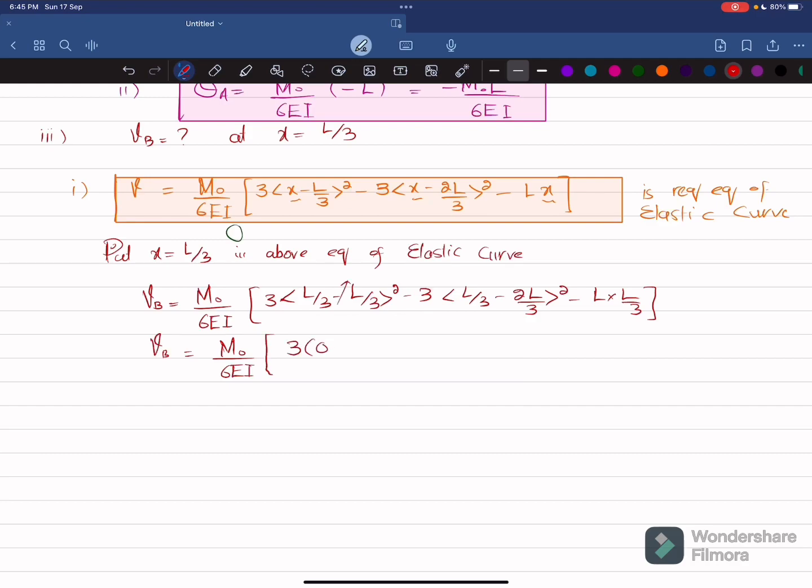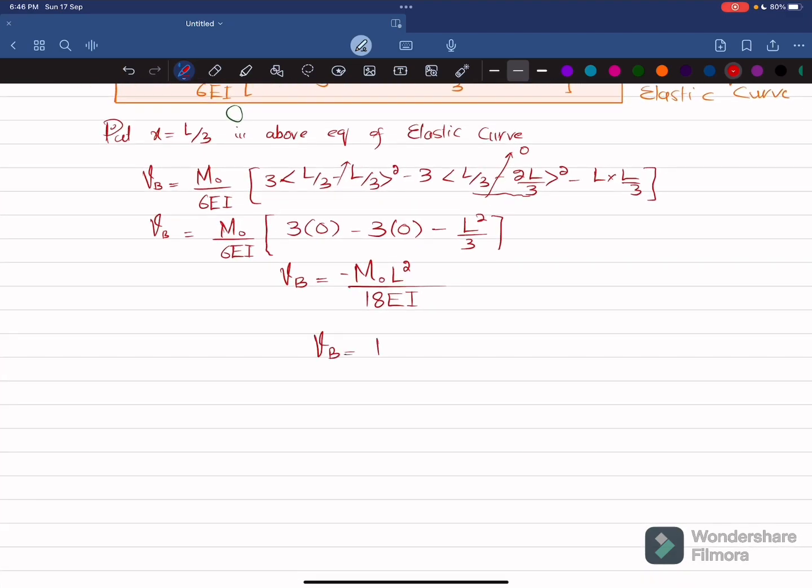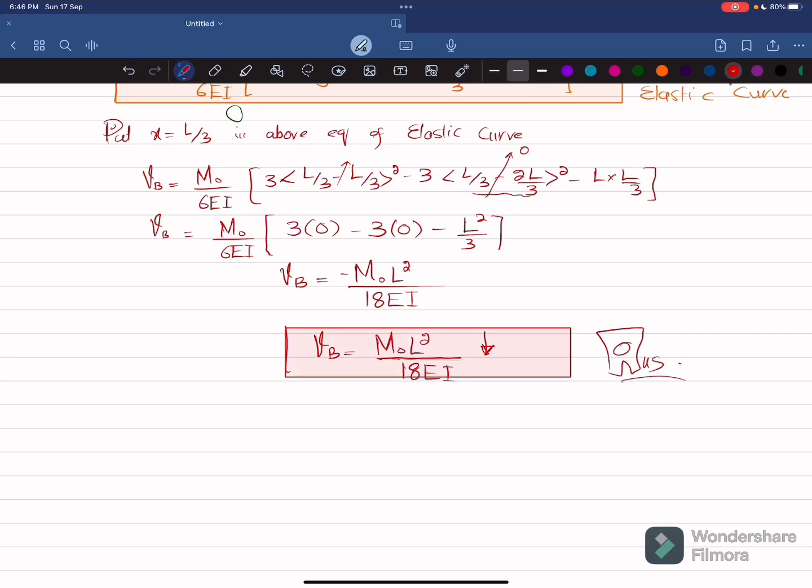be 0. So 3 into 0 minus 3 into L by 3 is less than 2L by 3. So this whole term will be negative. So anything negative inside the Macaulay bracket will be 0. So this will be 0. And we will be left with L square over 3. And when you solve it further, you will get deflection at point B is equal to minus m naught L square over 18 ei. And that is downward. Negative sign means the deflection is downward. So if you know the value of m naught, total length of the beam, modulus of elasticity, and I, you can find the deflection at point B.